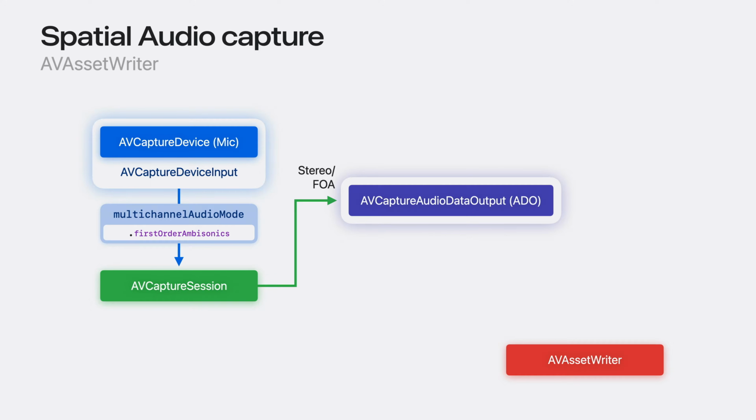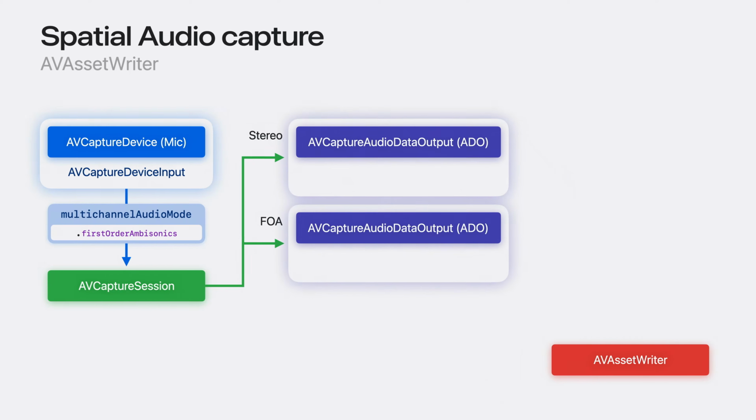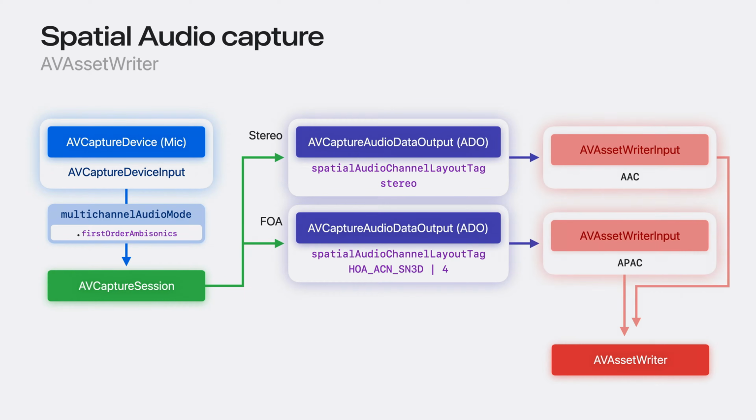Spatial audio with 2 tracks requires 2 ADOs. One of them must be configured in FOA, and the other must output stereo. There's a new channel layout tag property on the ADO object called Spatial Audio Channel Layout Tag. This layout tag can take 2 possible values, stereo or first-order ambisonics, which is 4 channels of the ambisonic layout HOA ACN SN3D. Your app needs 2 asset writer inputs to make the audio tracks, one for stereo and one for FOA.